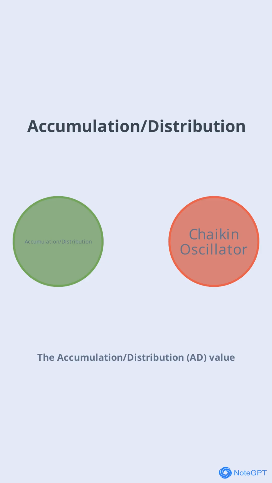Accumulation Distribution, the AD value, is negative at minus 269,620,917.26, while the Chaikin Oscillator is also negative.